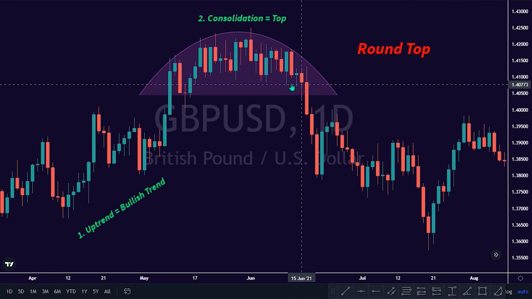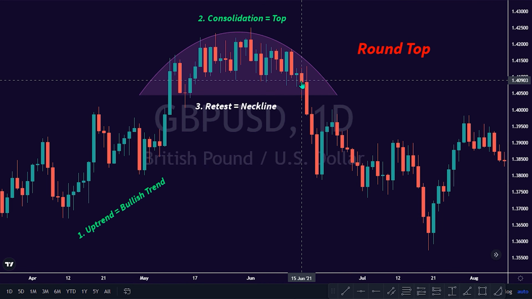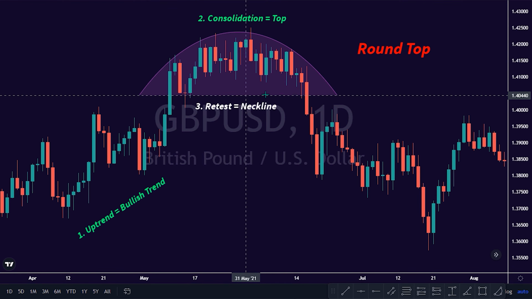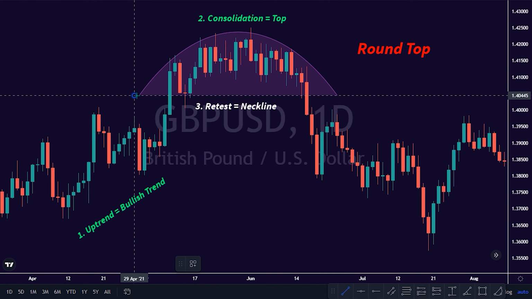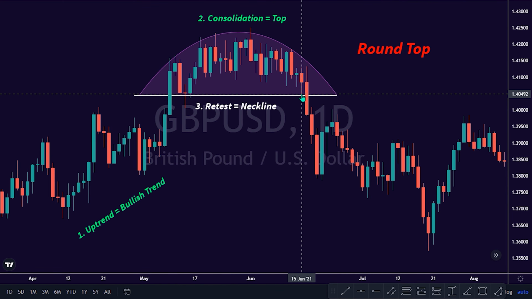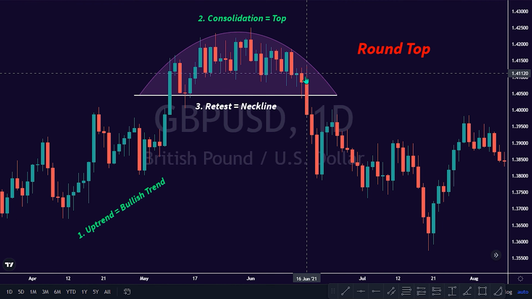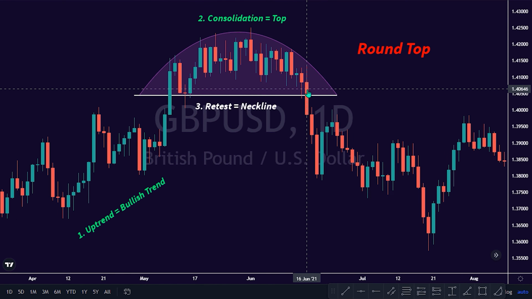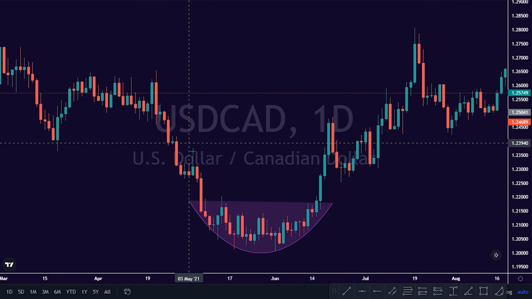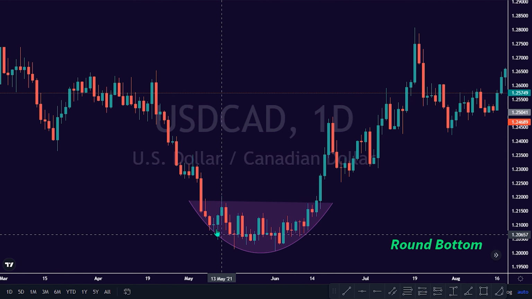Number 3. The last step is for price movement to eventually retest the consolidation area, which is called the neckline of the rounded top. A strong bearish breakout of price below the rounded top neckline would give confirmation of the pattern breakout. How can we identify a rounded bottom pattern?